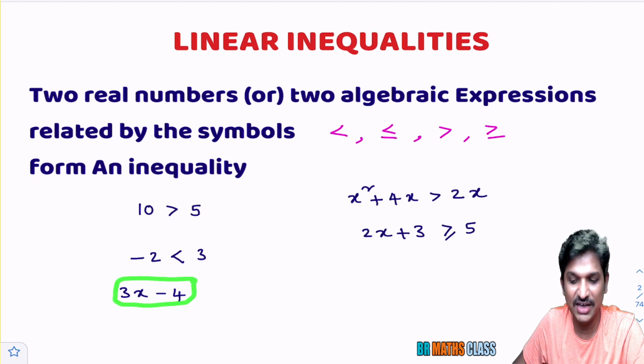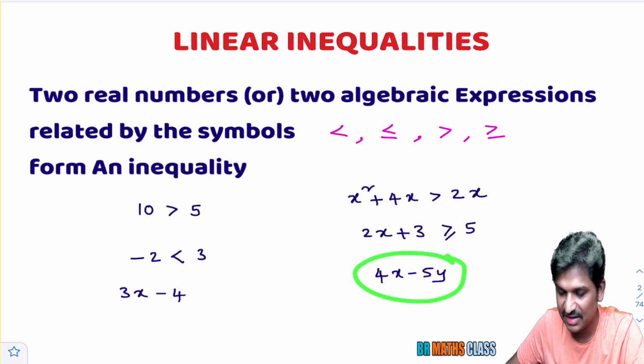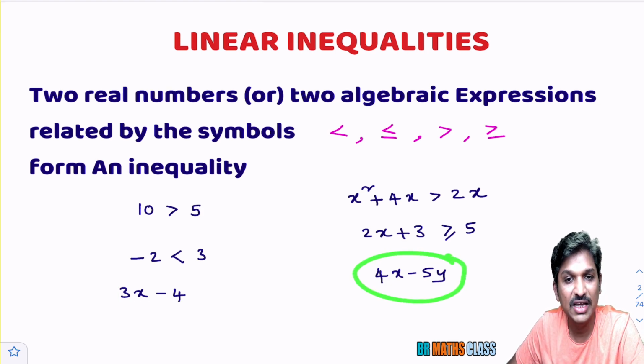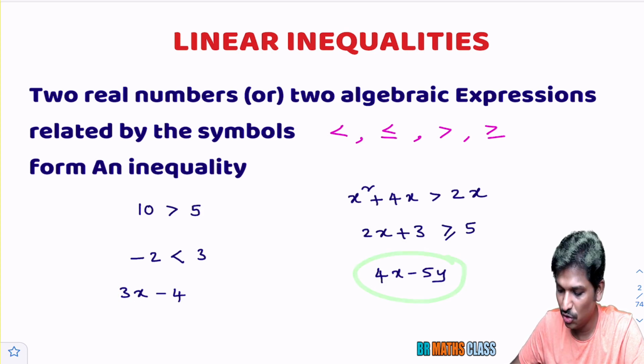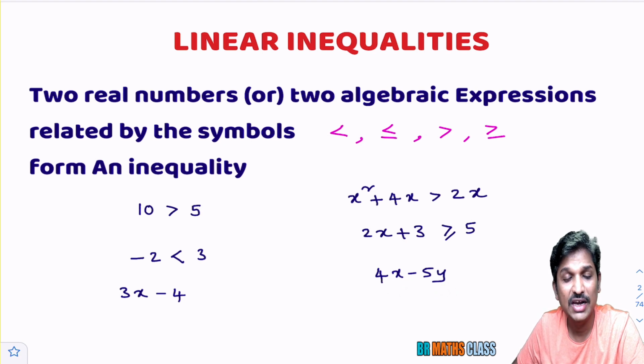You can observe this 3x minus 4. In this, only one variable is there. What is that? X. 4x minus 5, what is this? This is also a linear expression, but this is a linear expression in two variables. You can observe here x, y are the two variables. So linear equation in one variable, linear equation in two variables, you already learned in earlier classes.